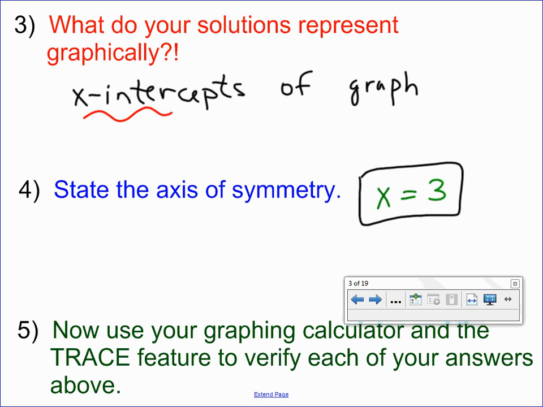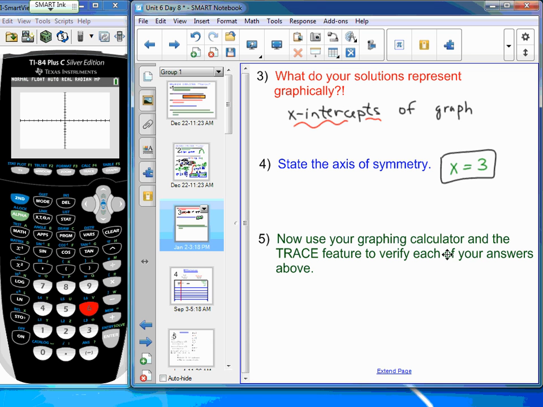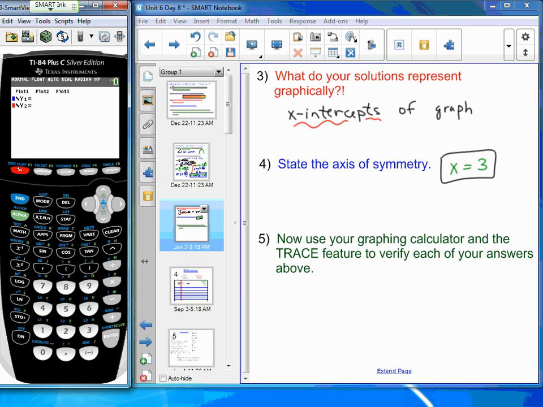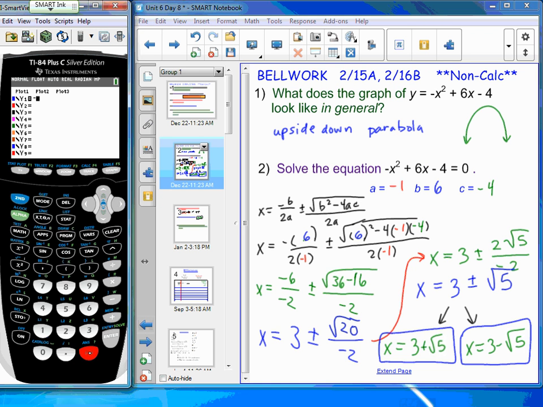And now I think we're ready to check graphically. So we're going to use our graphing calculator and the trace feature to verify each of our answers above. So what we're going to do is enter our original equation in our y equals menu. Everybody, if you haven't done so already, let's go ahead and enter our original equation in our y equals menu. Y equals negative x squared. Thank you for doing this. We always want to check with our trace feature, so this is an important skill. Minus 4. So negative x squared plus 6x minus 4.